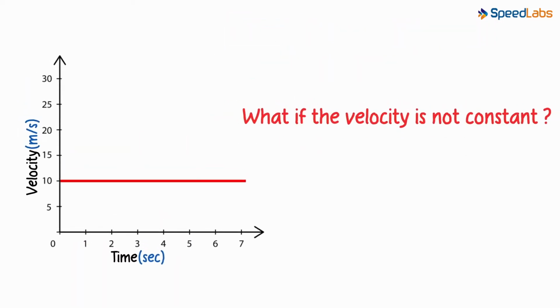What if the vehicle was not at a constant velocity? What if it was uniformly accelerating? How would this graph work? Would it work at all? We see that in the next part of the video.